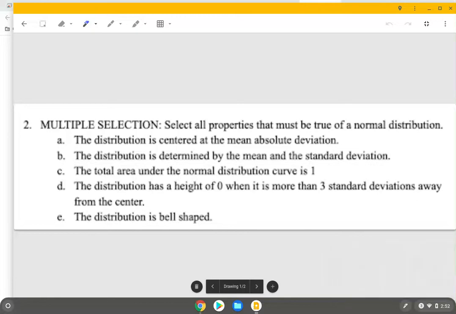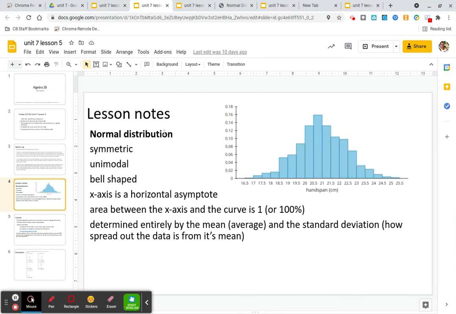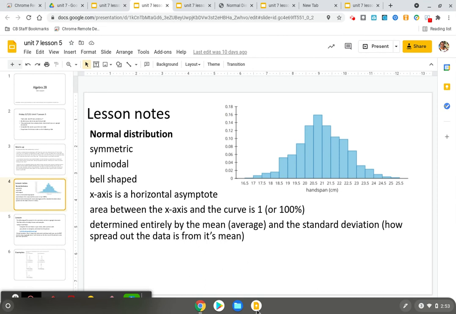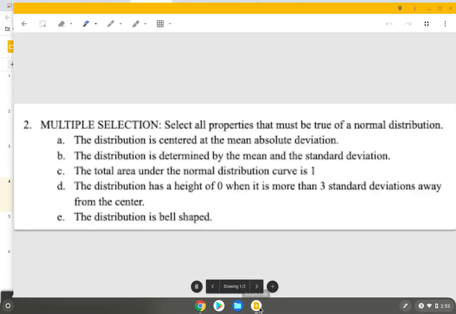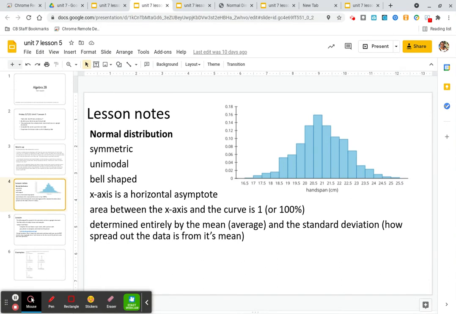Number 2, select all properties that must be true of a normal distribution. So to answer this question, we're actually going to go back to the notes from lesson 5, and this has right here all of the main properties of the normal distribution. All right, so let's see.